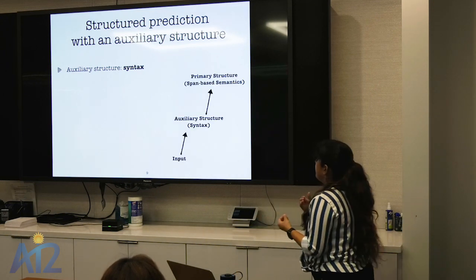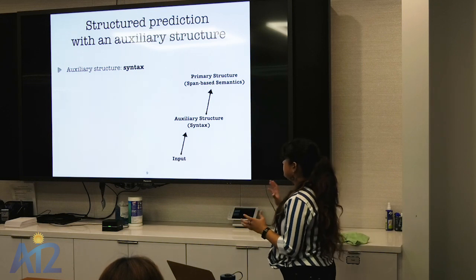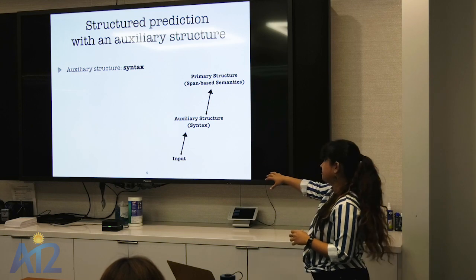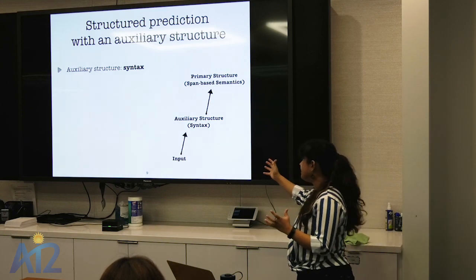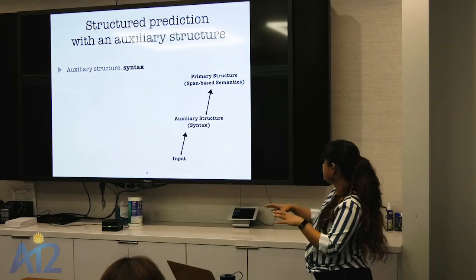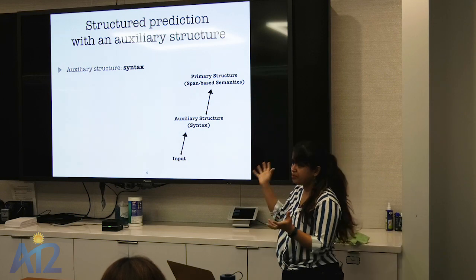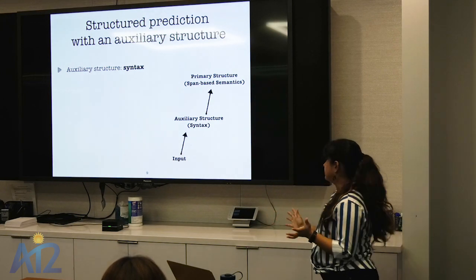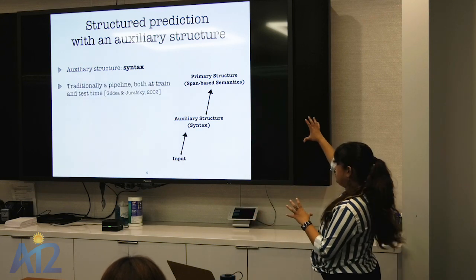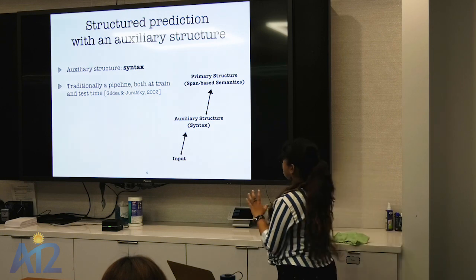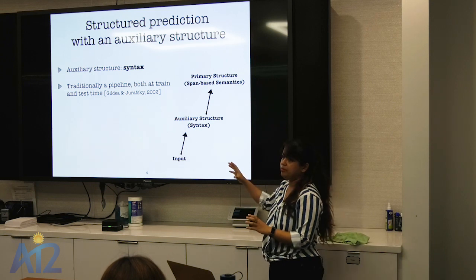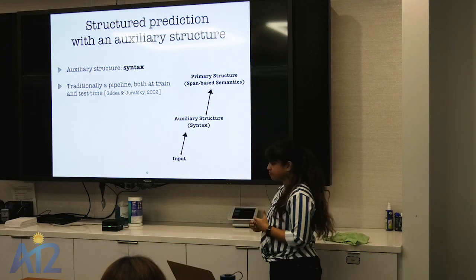So the way we traditionally think about syntax as this auxiliary or intermediate structure is we start from the input, which is a sentence typically. We predict the auxiliary structure for it, the syntactic tree. Using that auxiliary structure, we then go on to predict the primary structure of interest, which for us is span-based semantics. Now, since this forms a pipeline, and these kinds of pipelines have been around for a really long time, typically you repeat the same pipeline both at train and at test time.